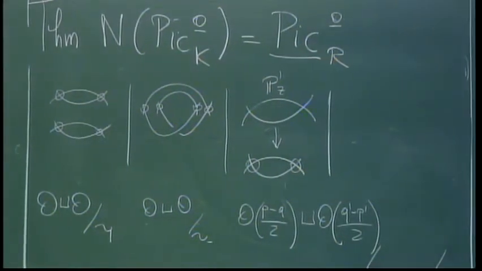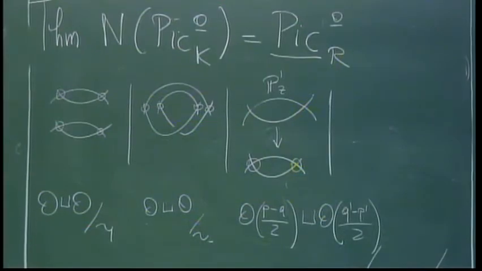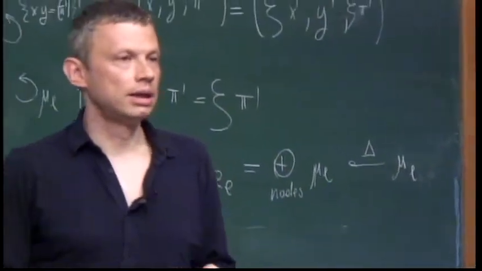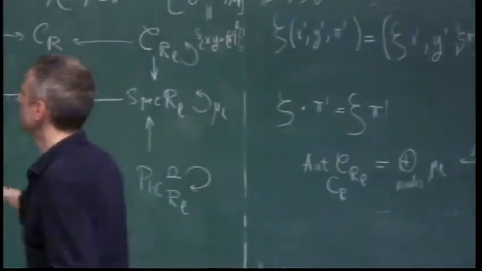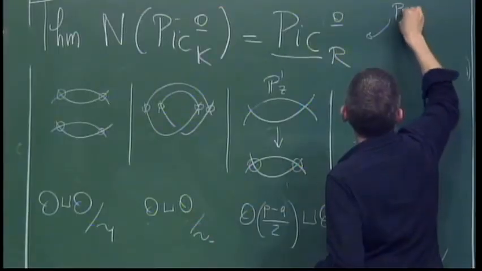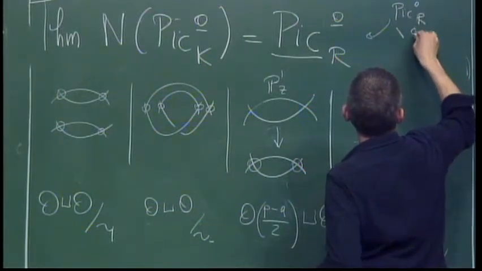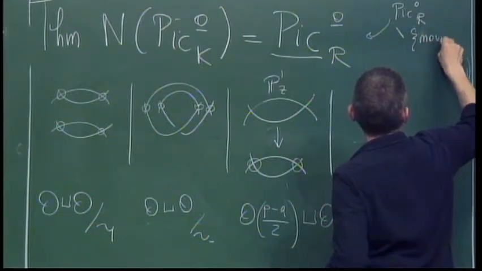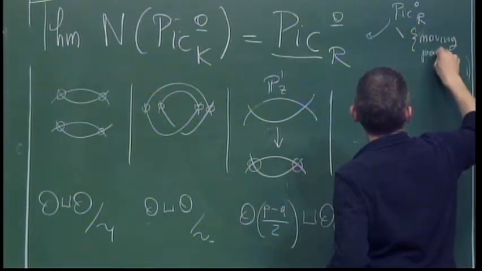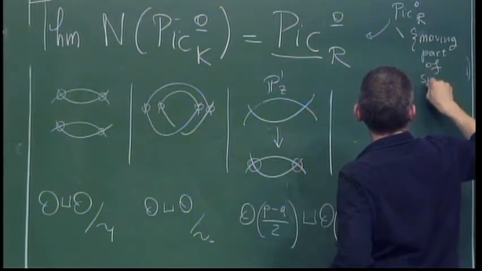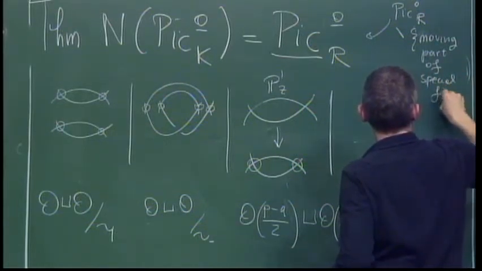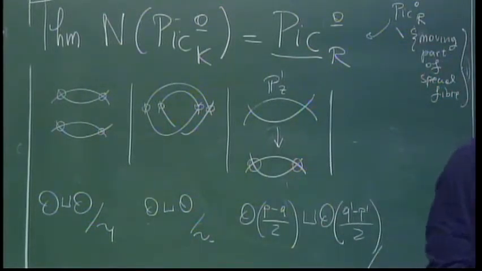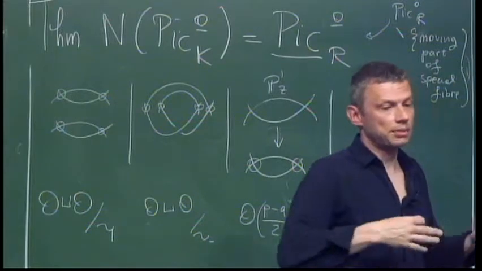What does it mean that I underline things? I just take off everything in the special fiber that is moved, is not fixed by delta. So it's the Pic^0_R minus the part of the special fiber that is not fixed, the moving part of the special fiber. OK, so this gives not only this theorem, but it gives something global.